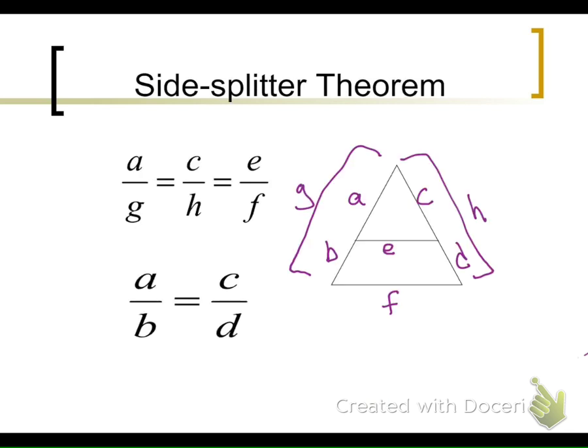For the side splitter theorem, you can now see that this one is the smaller top part over the whole, smaller top part over the whole, and then just the two sides over each other for the bottom. We can also break it down to AB over CD, just like we did on the other one. So this is just putting it all together.